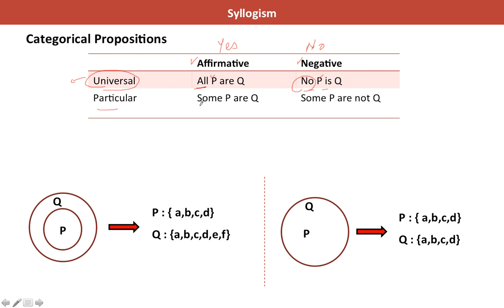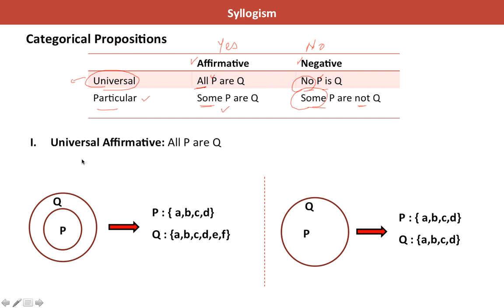Particular cases are when the quantifier is some, or let's say few. So I have some P are Q. This is a positive statement. So I have this affirmative particular statement, and this is some P are not Q. So this is particular because there is some, and because there is a not here, it's a negative. So it's a particular negative.